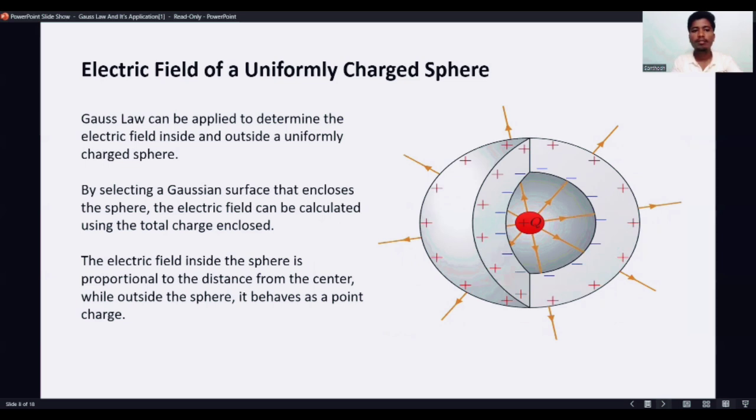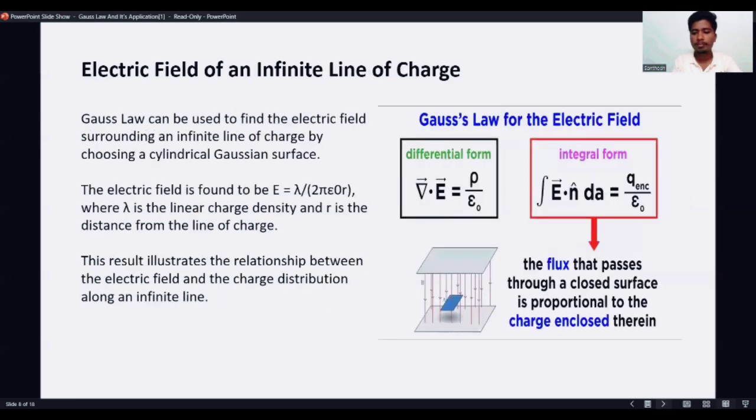And then the electric field of a uniform charged sphere. Gauss law can be applied to determine the electric field inside and outside a uniformly charged sphere. By selecting a Gaussian surface that encloses the sphere, the electric field can be calculated using the total charge enclosed. Finally, the electric field inside the sphere is proportional to the distance from the center, while outside the sphere, it behaves as a point charge.